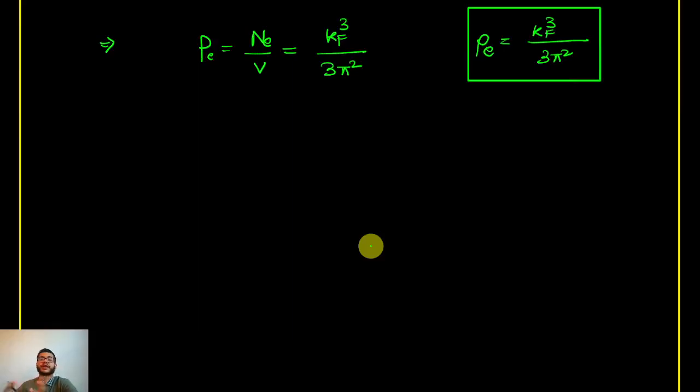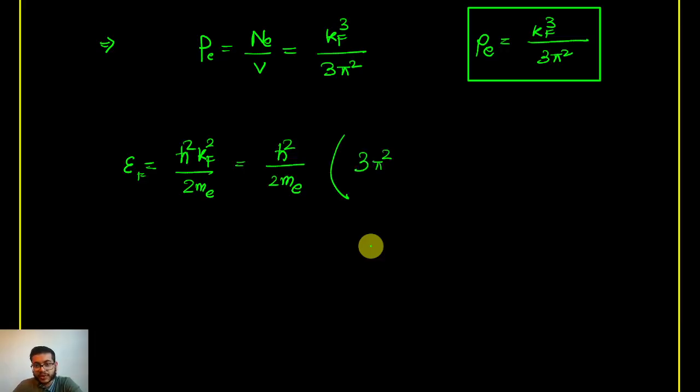What will be the Fermi energy? What is the relation between Fermi energy and Fermi momentum? It is obviously given as this, as we saw earlier. So we have (3 pi square rho e) whole to the power 2 by 3. So again we get something very similar to what we got earlier.